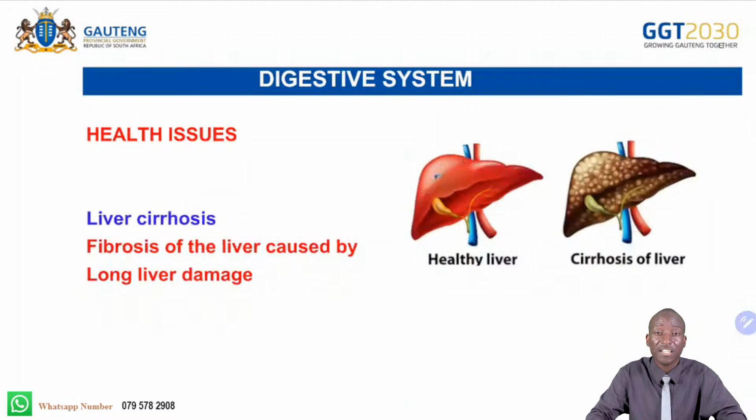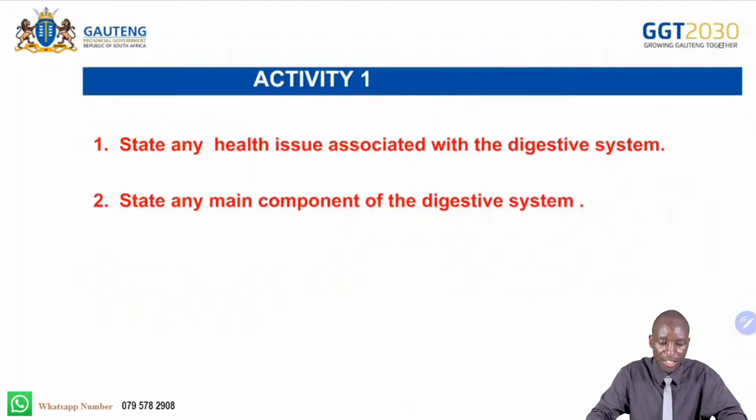Let's look at activity one. Number one says state any health issue associated with the digestive system. Then from there, you state any main component of the digestive system. You're going to have 3 minutes for that activity. Thereafter, again, we'll look at the questions. Let's get started.